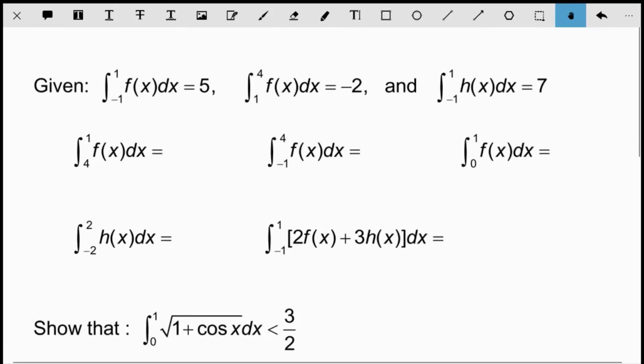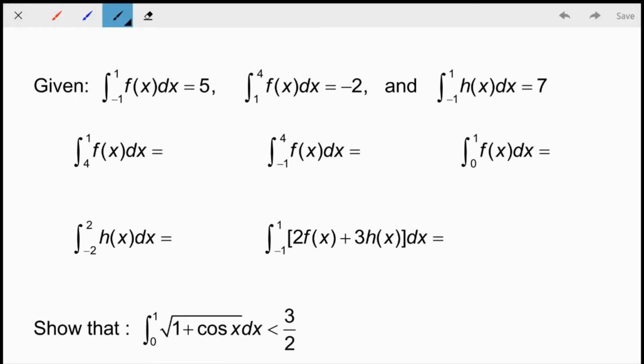Okay, so you'll see a few problems like this on your assignment in Wiley+, and they're fairly simple. So what we're given here are three definite integrals. We know that the integral from -1 to 1 of f of x is 5. We know the integral from 1 to 4 of f of x is -2. And we know the integral from -1 to 1 of h of x is 7. So what we're trying to do here is just make sure that you know the properties.